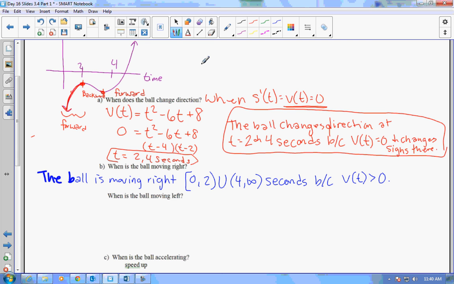Okay, fill out the next one. When is the ball moving left? And be very specific, right? The same way we did for moving right.